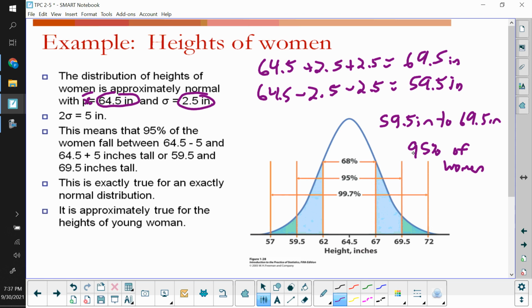Now, what are the applications of this? Maybe you are making a product for women and you want it to be able to be used by women of all different heights, and you want to make sure that 95% of women can use your product. Well, this would give you an idea of the different heights that you should make sure your product can be used by.